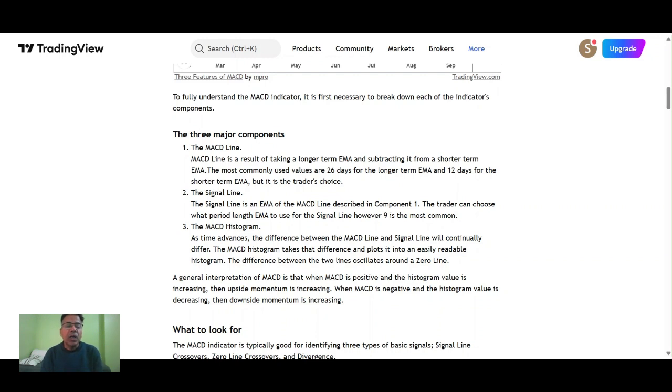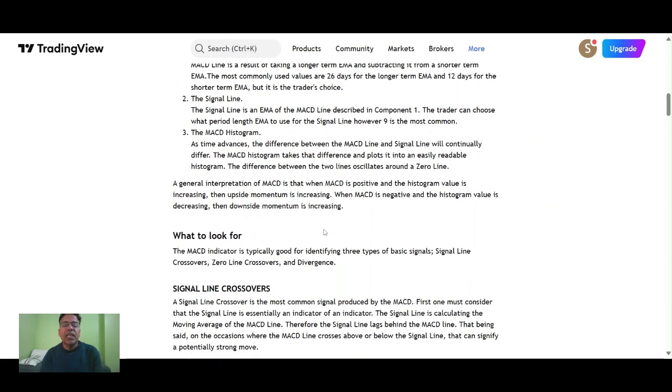The MACD histogram: as time advances, the difference between the MACD line and the signal line will continuously differ. The MACD histogram takes that difference and plots it into an easily tradable histogram. The difference between the two lines oscillates around a zero line. A general interpretation of the MACD is that when the MACD is positive and the histogram value is increasing, then the upside momentum is increasing. When the MACD is negative and the histogram value is decreasing, then the downside momentum is increasing.